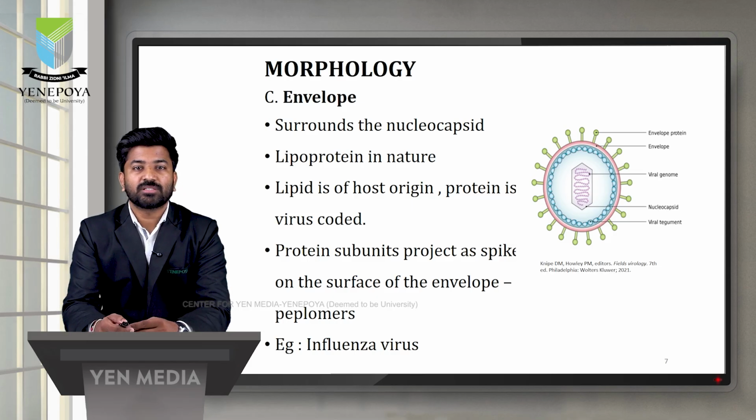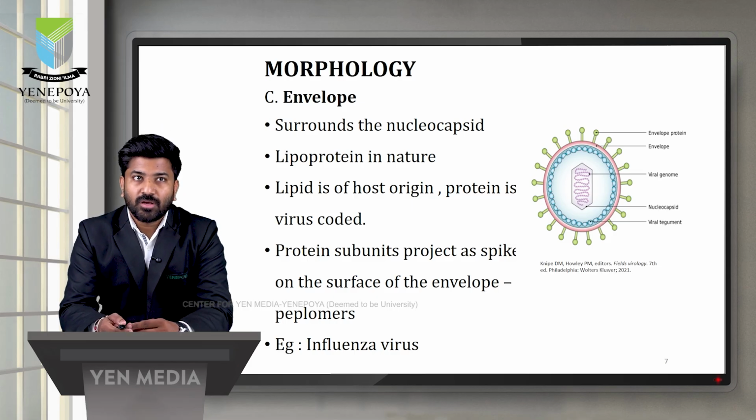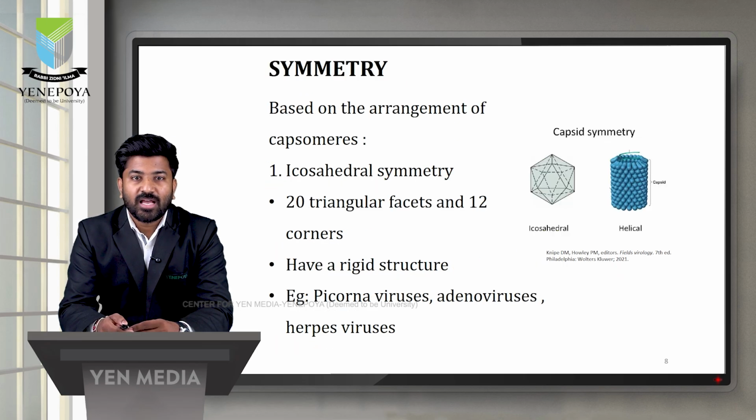Sometimes some viruses have an outermost covering which is called an envelope. The envelope surrounds the nucleocapsid. The envelope is lipoprotein in nature. The lipid component originates from the host and the protein component is virus coded. Sometimes the protein subunits project out of the envelope as spikes, and these are called peplomers. For example, influenza virus.